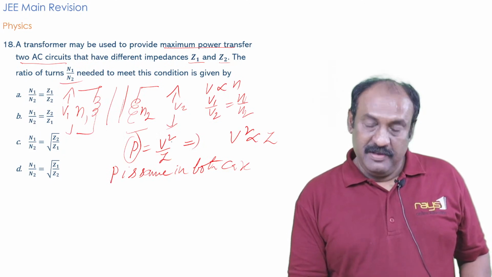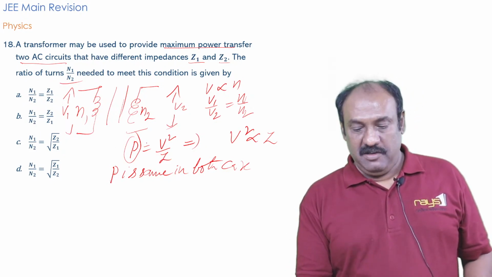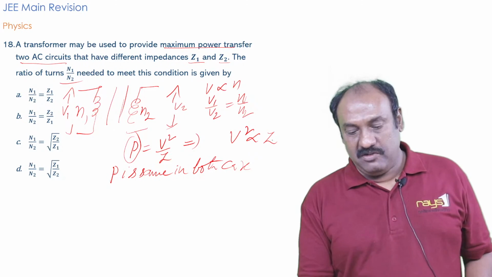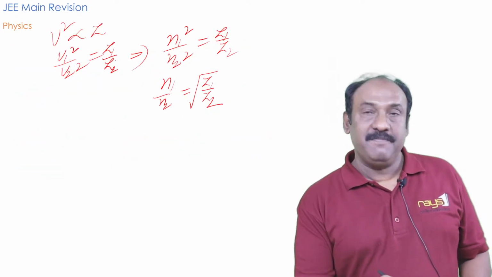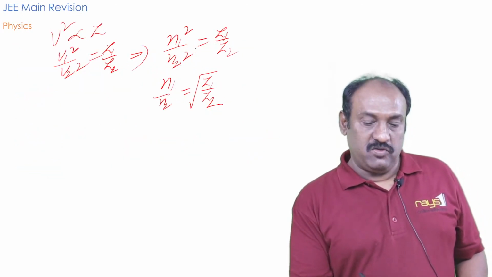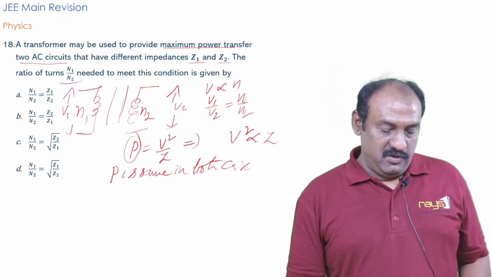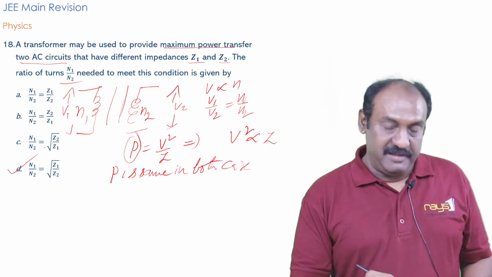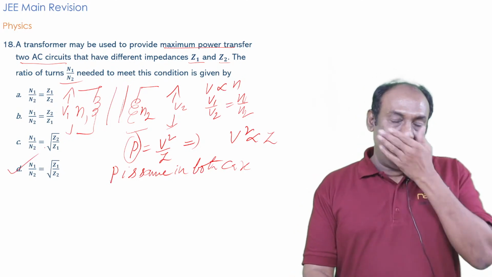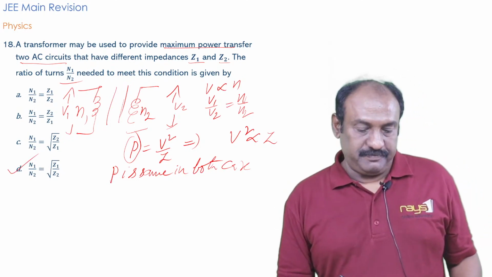See here, V square is directly proportional to Z. So V1 square by V2 square is equal to Z1 by Z2. So from this we get n1 square by n2 square equal to Z1 by Z2. So n1 by n2 equal to root of Z1 by Z2 is the answer. So root of Z1 by Z2, answer is D for question number 18.